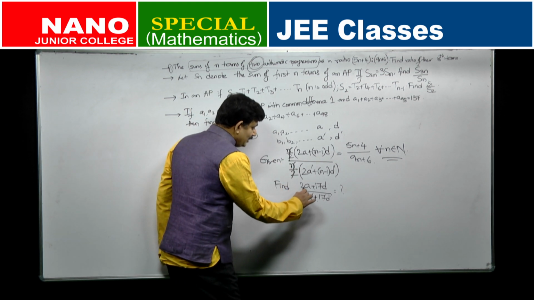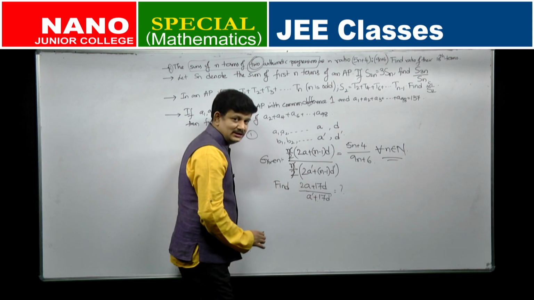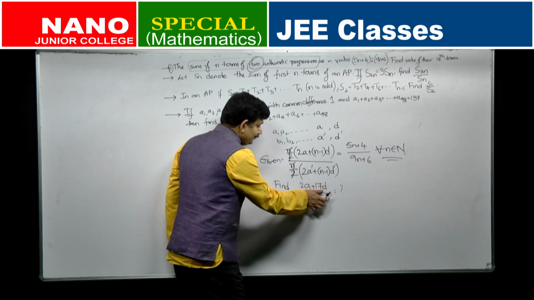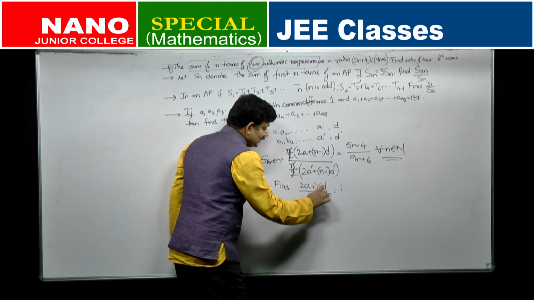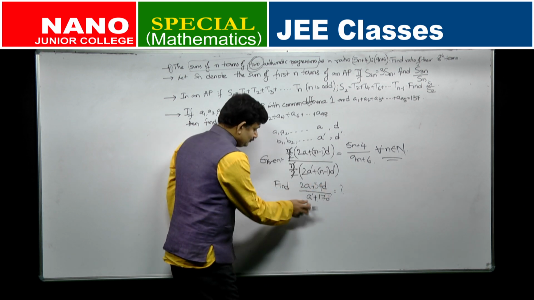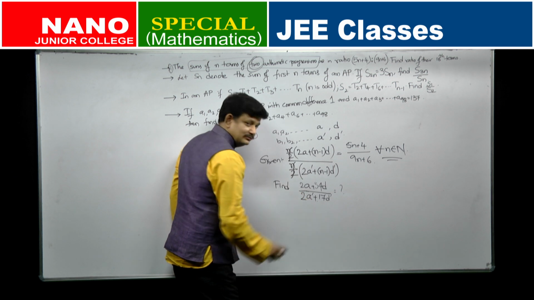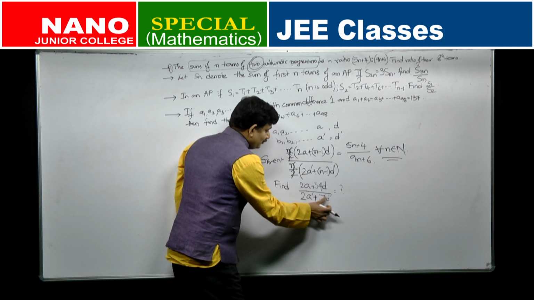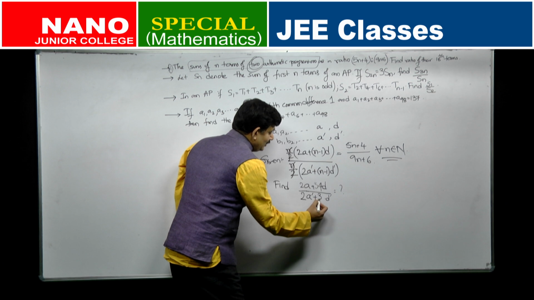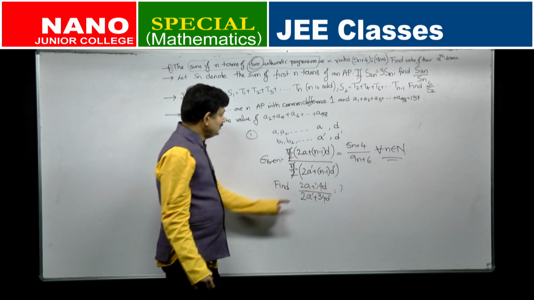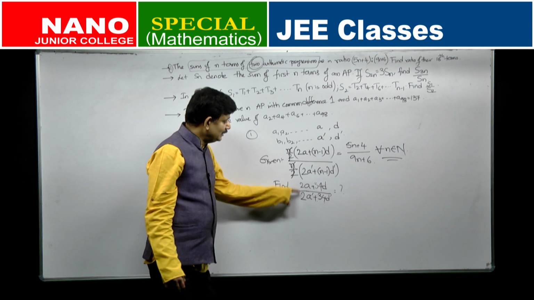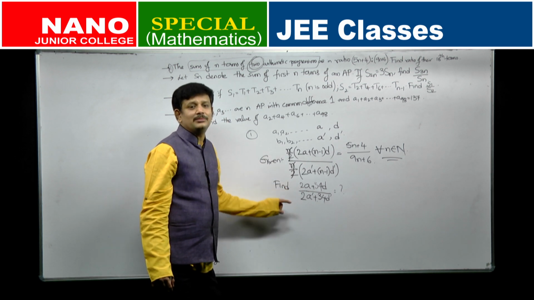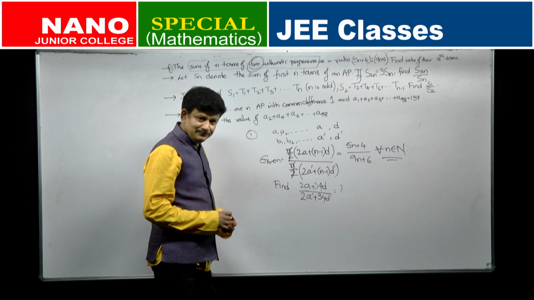Let me multiply by 2 in the numerator as well as in the denominator. 2a, 2 times 17, 34d, 2a dash, 34d dash. So, to bring in place something similar to what I have here, what I did? I multiplied both numerator and denominator by 2. Very simple common sense, right?